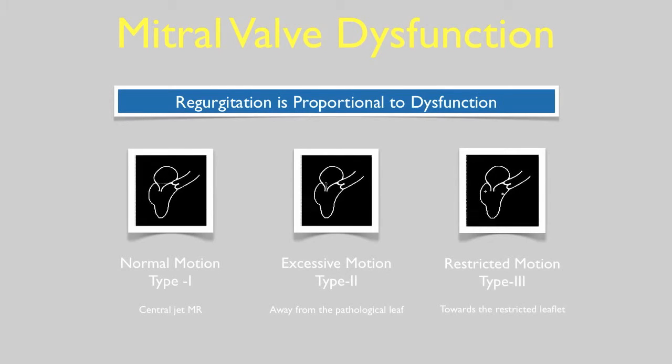A type 2 lesion is due to excessive leaflet motion, such as a myxomatous leaflet, flail, or prolapse. In this case, the color flow goes away from the direction of the lesion. A type 3 lesion involves restriction of one or both leaflets. When a leaflet is restricted, the regurgitant flow is toward the direction of the lesion.